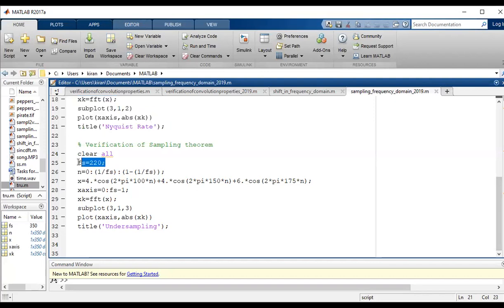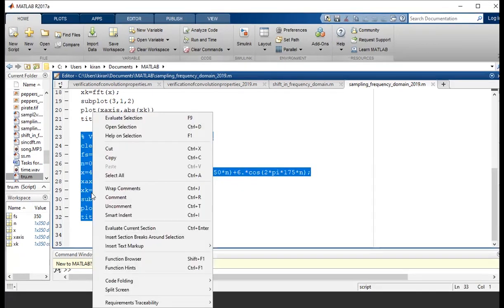Now let us see. I have taken a sampling frequency of 220. Now tell me, friends, if I take a sampling frequency of 220, which frequencies will be intact? The sampling frequency should be twice the maximum signal frequency. So 175 into 2 is 350, so this is going to go. 150 into 2 is 300. That's also going to go. Sorry, 100 into 2 is 200. Okay, probably this will be preserved. Now let me run this for you.